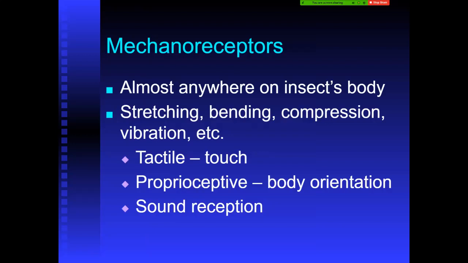Mechanical receptors are found almost anywhere on the insect body. Again, this is their way of detecting mechanical stimulus. They can be bent or stretched, compressed, and all of them basically are providing some information about touch to the insect. So some are tactile, but some are also proprioceptive, which are basically helping with body orientation.